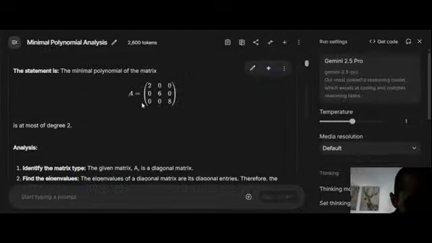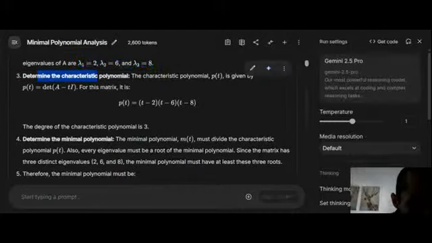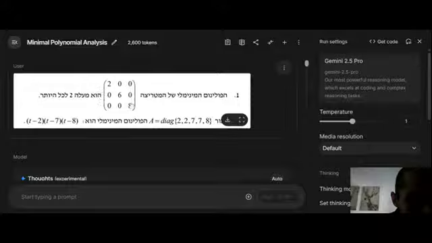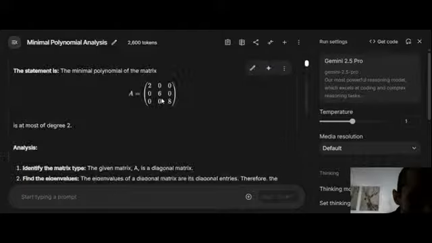Those are the eigenvalues. Of course, this is a diagonal matrix. The characteristic polynomial is this, and the minimal polynomial must divide the characteristic polynomial. Every eigenvalue must be a root. The minimal polynomial is of degree 3, so it cannot be of degree 2. So, yes, this is false, as I said.